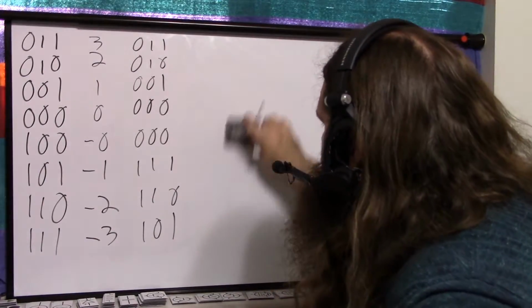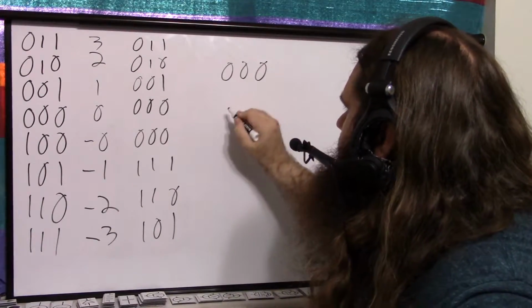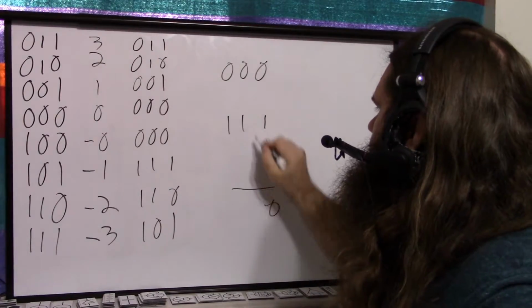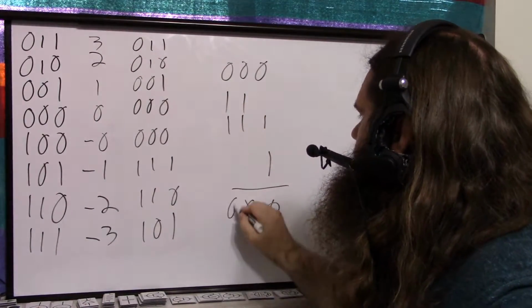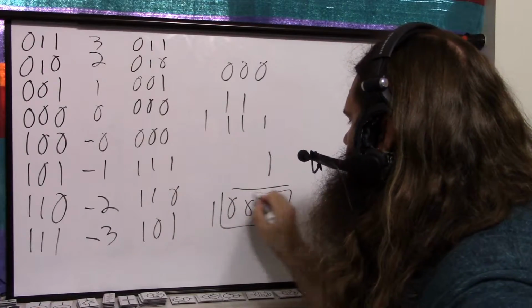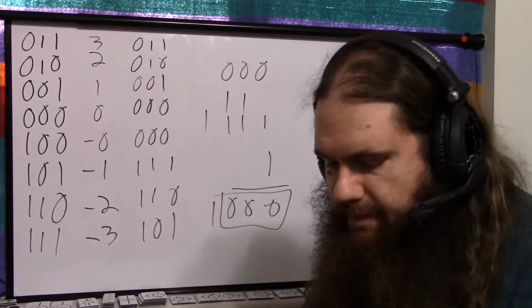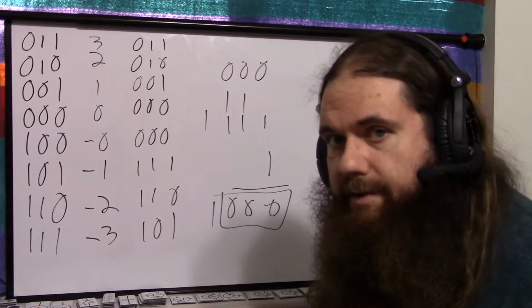And 0 works out too, because 0 is 0, 0, 0. Flip the bits, it's 1, 1, 1. Add 1. 0 carry the 1. 0 carry the 1. 0 carry the 1, 1, but we don't care. We ignore that bit, and we get 0 again. So if you take the negative of 0, you get 0. So that'll work.